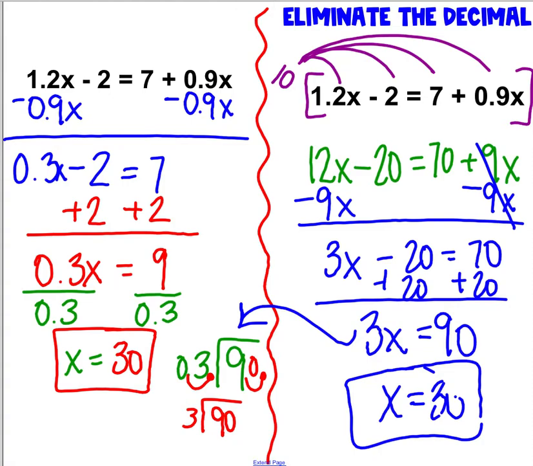So the choice is yours. Solve it with the decimals or figure out what can I multiply the whole equation by to ultimately eliminate your decimals and make it a little bit easier. You'll still get the same answer.